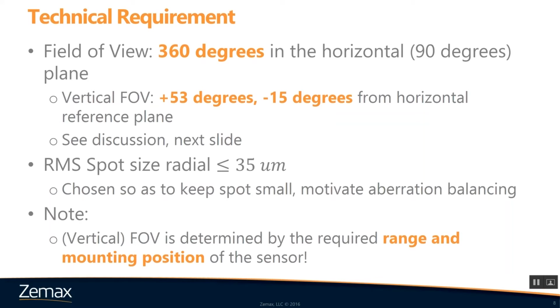Now, obviously, we also have to define a vertical field of view, and we're going to set that to be positive 53 degrees and negative 15 degrees from that horizontal reference plane, and we'll see why here in a bit. Our RMS spot size, we're going to keep that below 35 microns just to keep the spot small and motivate aberration balancing. So now moving on to why we chose those values for the vertical field of view. Those values are obviously going to be determined by the range and mounting position of that sensor, and that's going to be unique to every system.